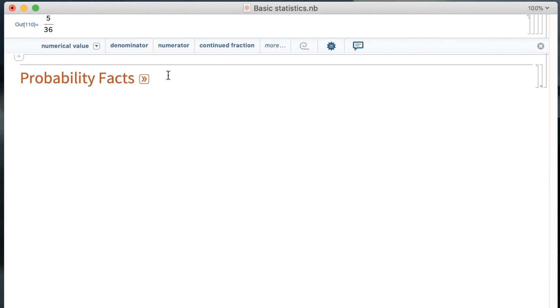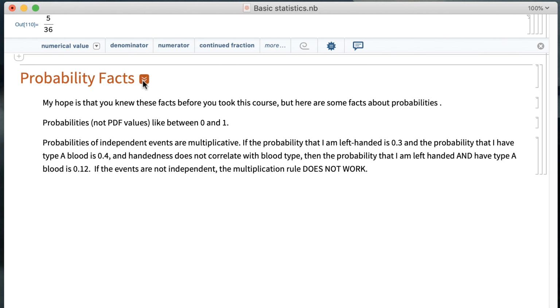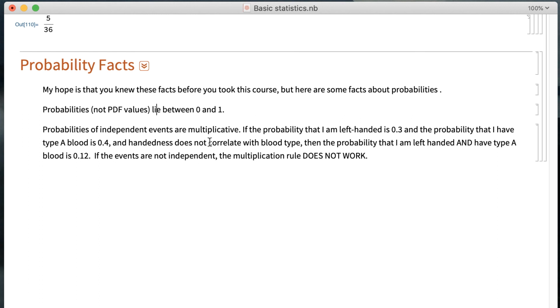I just want to conclude this long talk with some probability facts, and I'm hoping some of you knew these before you took the course, but anyway, if you didn't, here they are. Probabilities have to be between 0 and 1, can't be bigger than 1, can't be less than 0, and if two events are independent of each other, to get their joint probability, you multiply their probabilities together.